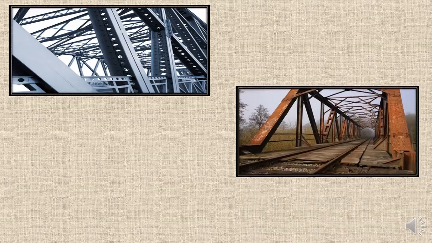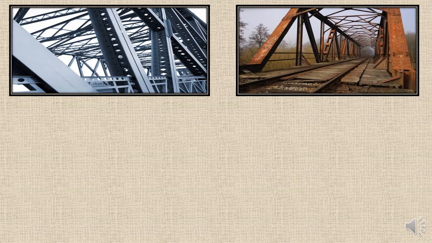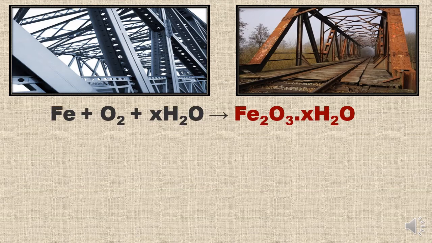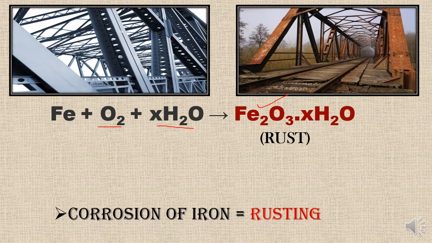For example, when iron objects are kept in the open for a long time, you have surely noticed a reddish brown colored deposit or layer forming on it. You know why? Yes, due to the corrosion of iron. Let's understand the chemistry behind this. Iron, which is exposed to the atmosphere, comes in contact with oxygen and water vapor to form this compound. It is a powdery reddish brown mass called rust. So, the specific name given for the corrosion of iron is rusting.